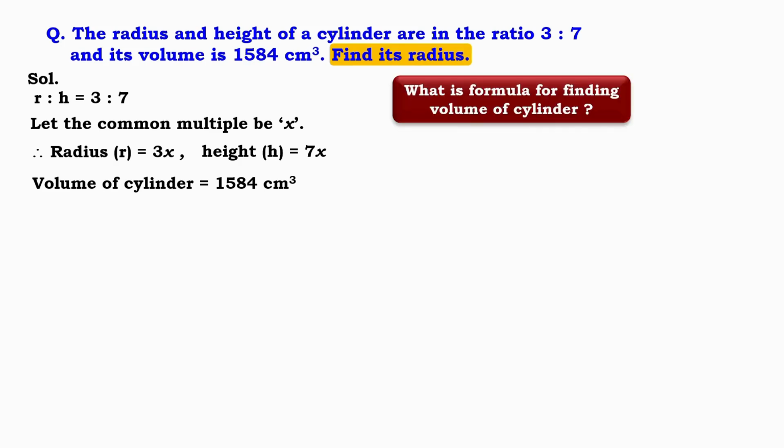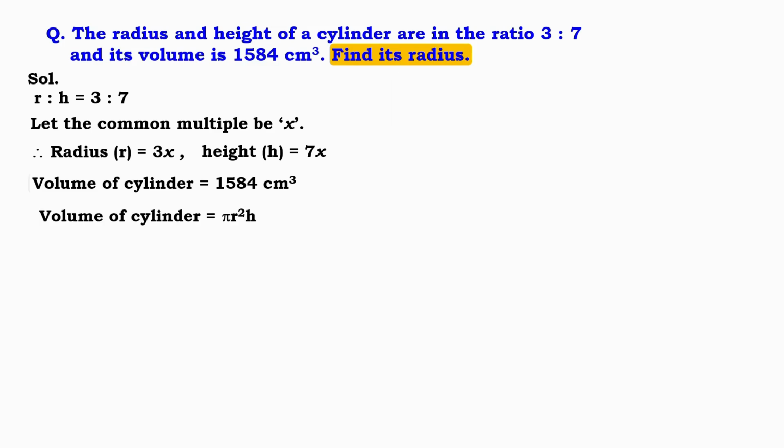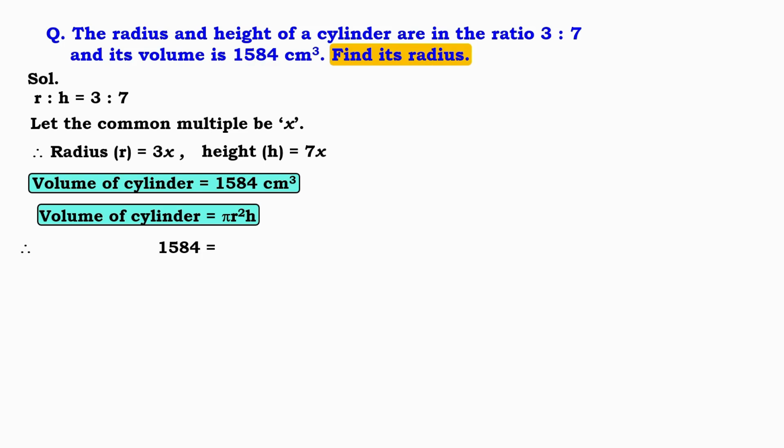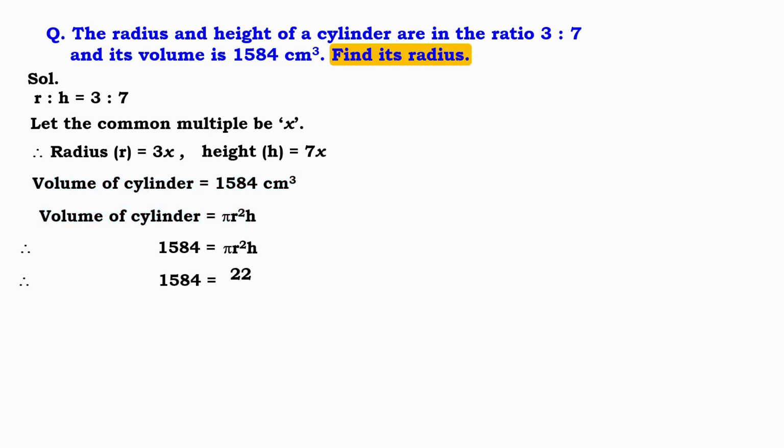So first we have to consider the formula for finding the volume of the cylinder, that is pi r square h. So now put pi r square h is equal to 1584. So now put the value of pi as 22 by 7. r square means r we have considered as 3x, so 3x whole square into h is 7x. Now cut the 7 over here. So we finally got 22 into 9x square into x.